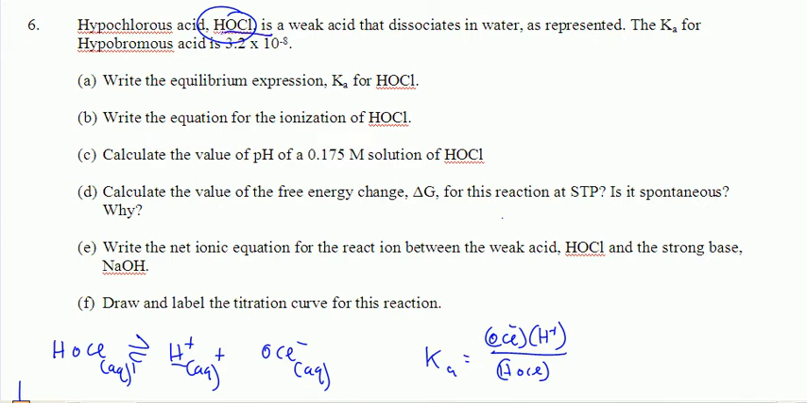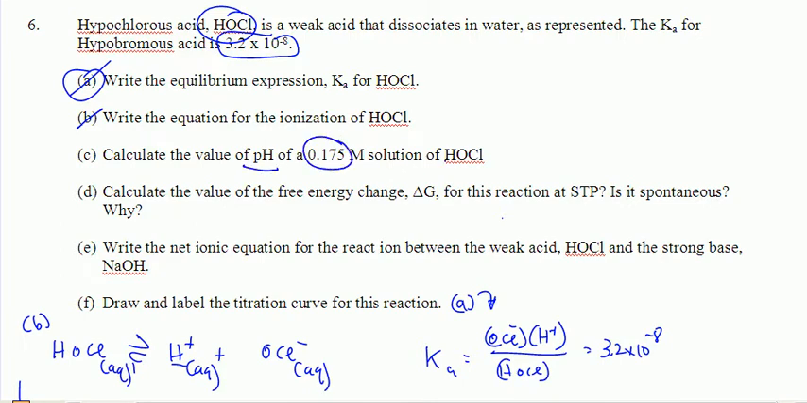Alright, they gave me Ka. So we know that this is equal to 3.2 times 10 to the minus 8. If they give you Ka, you're going to be using it to find X. So there's the answer to A right there. We got that. There's the answer to B. We got that. Calculate the pH of a 0.75 molar solution of HOCl.